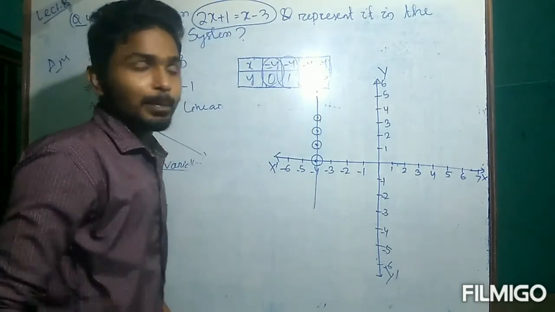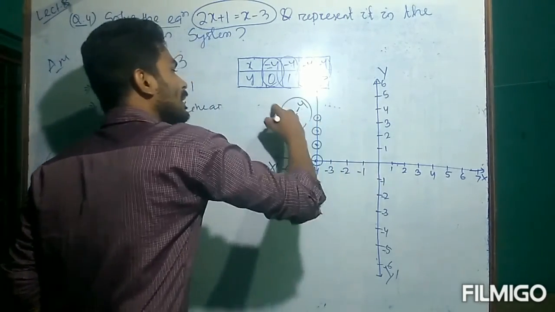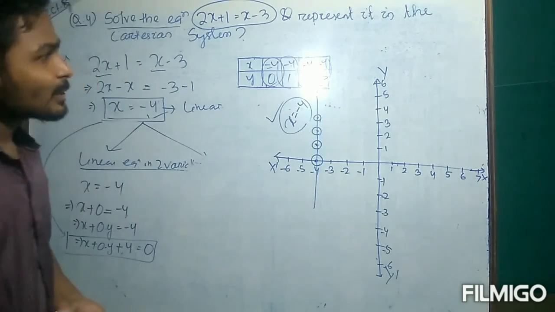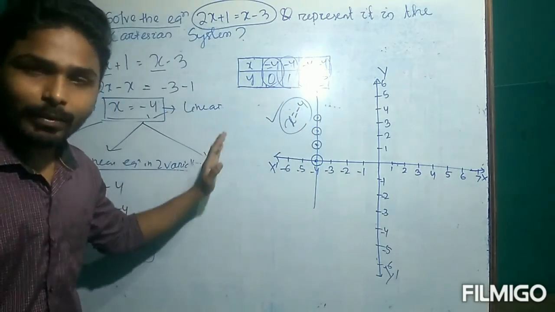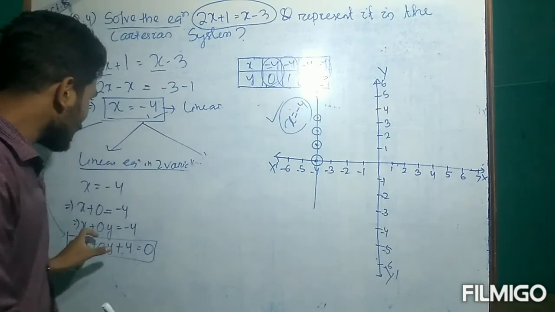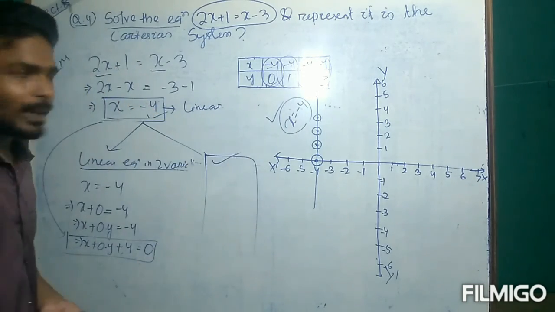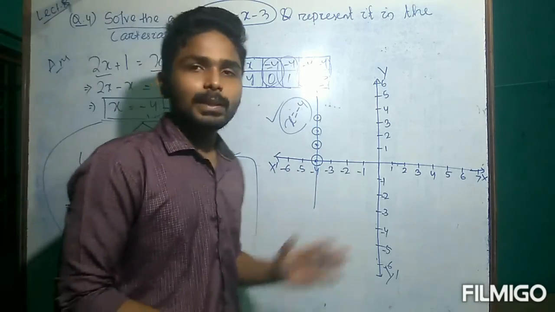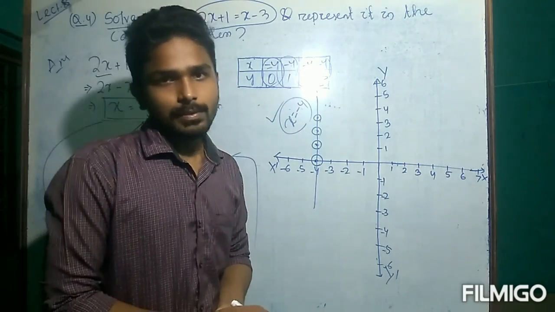So this represents which equation? This represents the equation x is equal to minus 4. So in order to represent this type of linear equation in one variable, you can follow this process, or you can follow the easiest process that I have told you. And you can easily represent this equation in a straight line form in a Cartesian coordinate system. Understood?